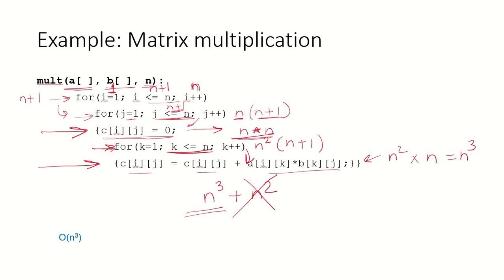In the earlier case also we saw that the statements within the loop are the ones which determine the time complexity of the algorithm. Here also we have seen that the statements within the loop contribute most to the time complexity, and the one in the innermost loop will be the dominant term. So the time complexity for this matrix multiplication algorithm is order of n cube.